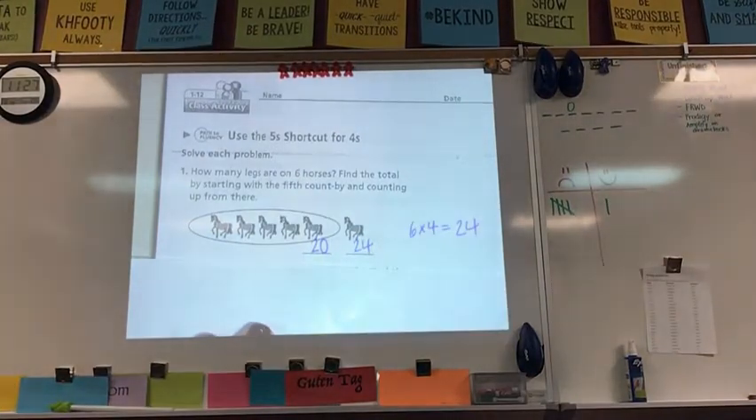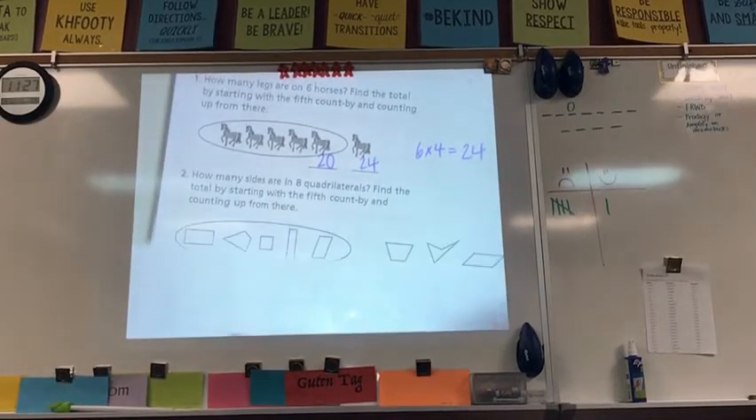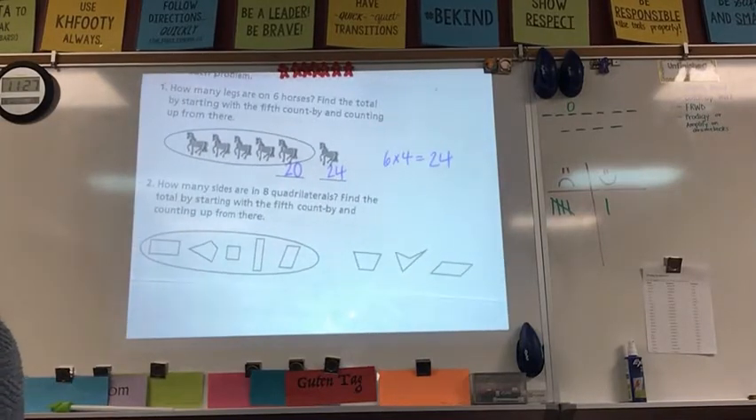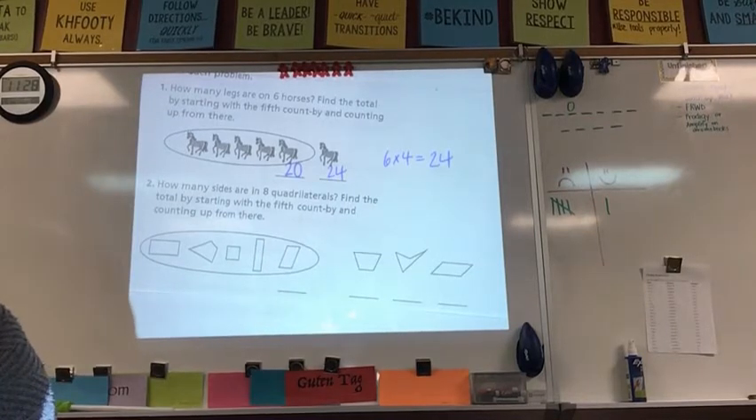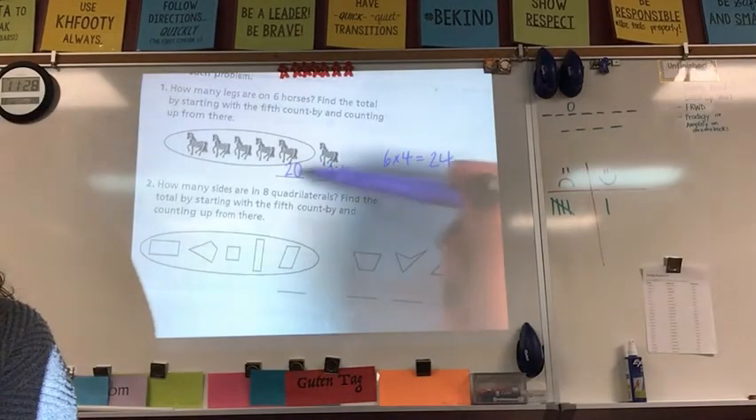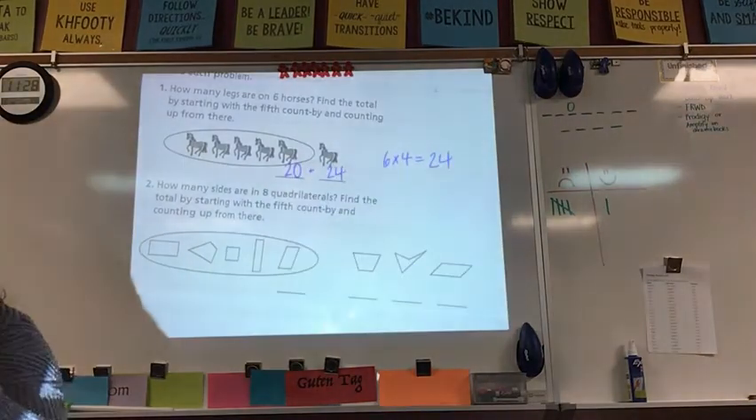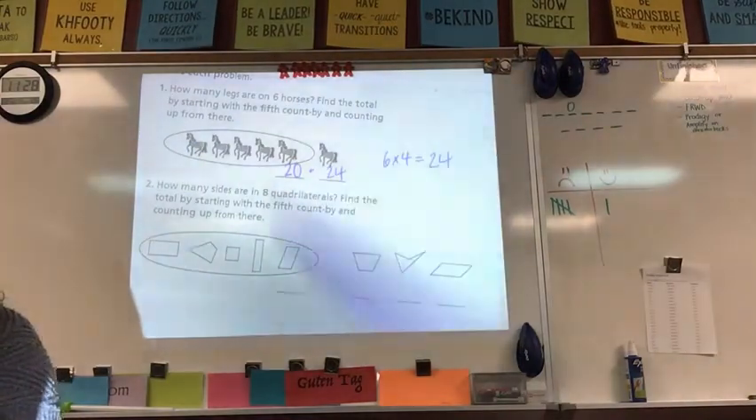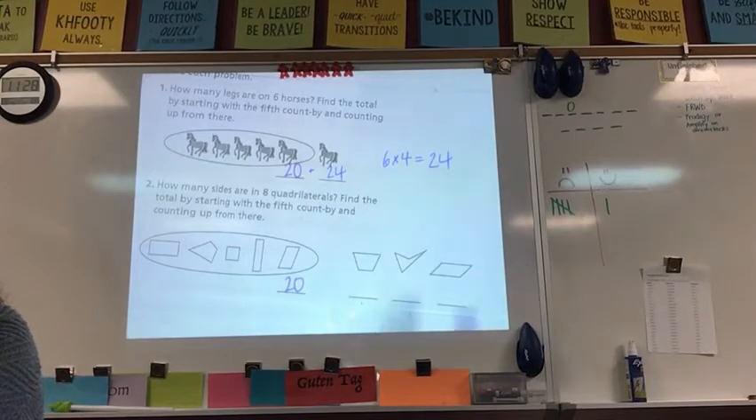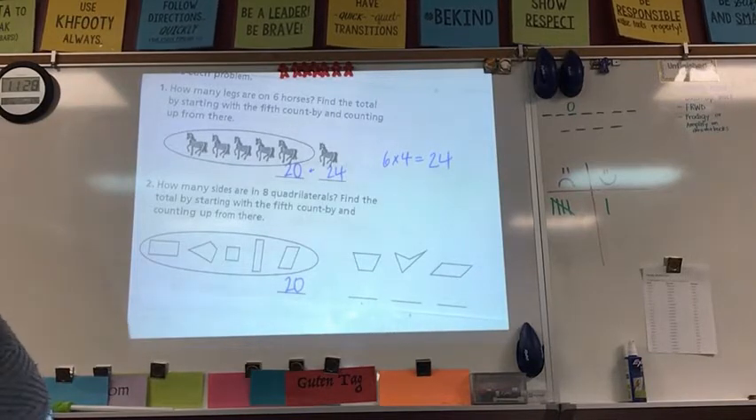Very good. I want you guys to do this next one on your math boards. These ones are all quadrilaterals like Emerson was talking about. Quadrilaterals just means that they're shaped with 4 sides. It says, how many sides are in 8 quadrilaterals? First, you're going to start with that same thing, that 5 groups of 4, which everybody knows is 20, because we already found it. And then I want you to keep doing your 4s count bys to figure out how many are in 8. Jot those count bys down on your math board.